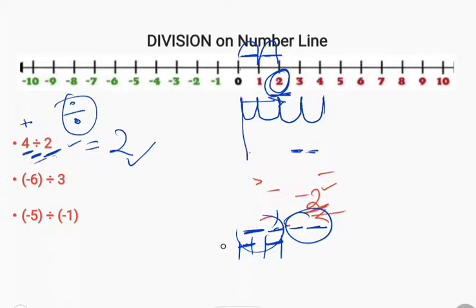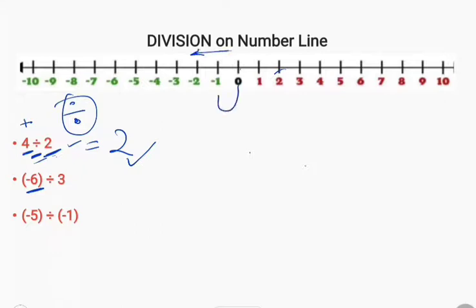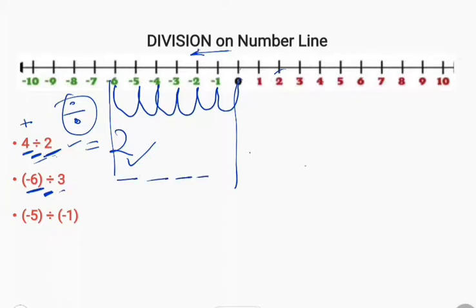Now let us see the next example. So next example says minus 6. So that means 6 steps on the left side. 1, 2, 3, 4, 5, 6. So these many steps on the left side of the number line from 0. And we divide it into 3 equal parts. So these 6 steps we have to divide into 3 portions.